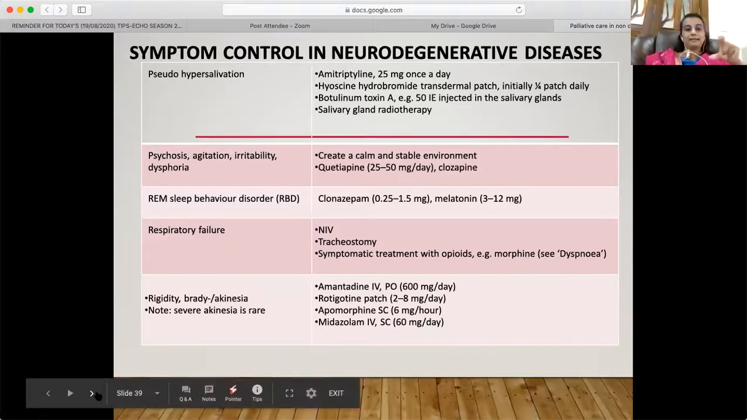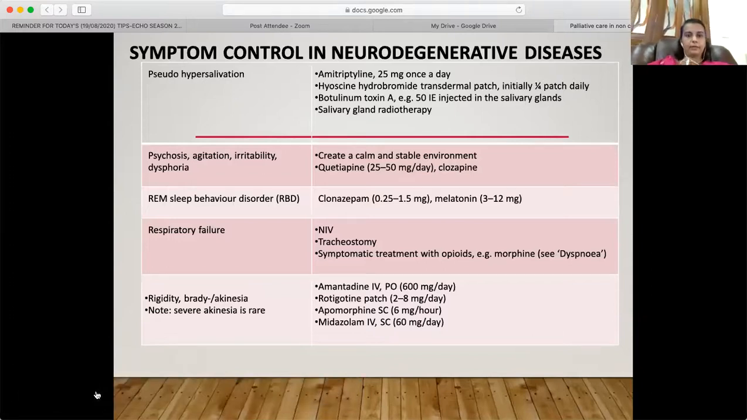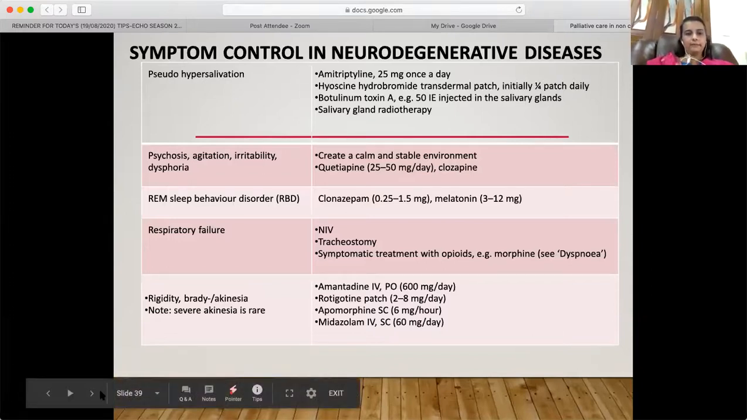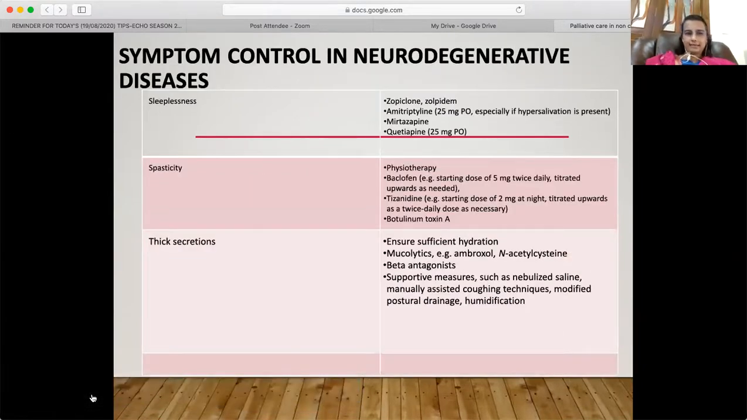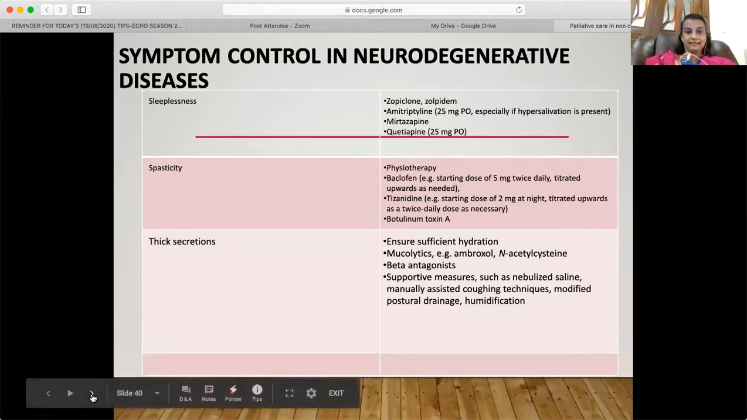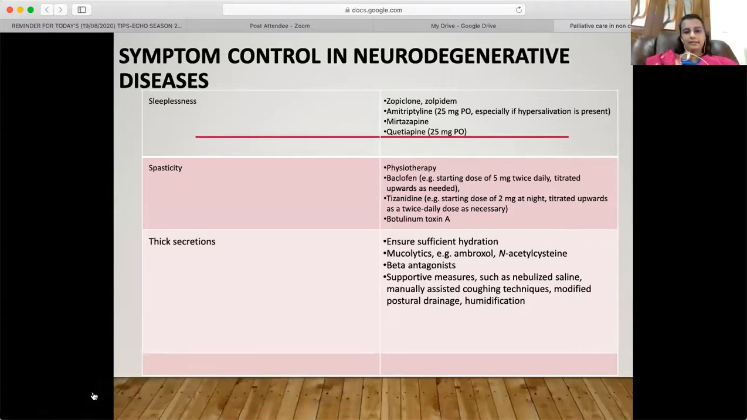Respiratory failure, again, advanced care planning is very, very important. Always have a discussion about who is the best candidate for non-invasive ventilation or not, especially in motor neuron disease. Tracheostomy, if needed or not needed. And then symptomatic treatment, you can always use opioids, just like any other dyspnea management. Other symptoms like sleeplessness, as I mentioned before, then spasticity: you can try baclofen, tizanidine. For thick secretions, mucolytics can be tried, and other supportive measures like nebulized saline, manually assisted coughing techniques, modified postural drainage, humidification, etc.